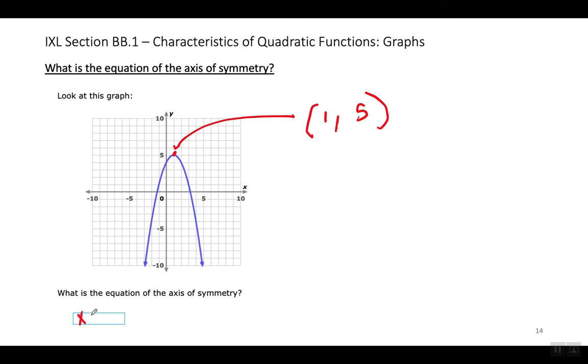So the x coordinate is 1, so my axis of symmetry is x equals 1 because it's the equation of this line right here. Guys, that is super simple. I don't want to hear anyone complaining that you don't get it.